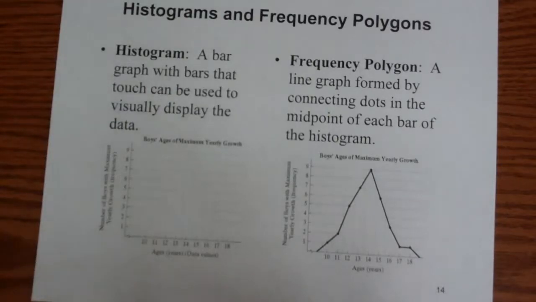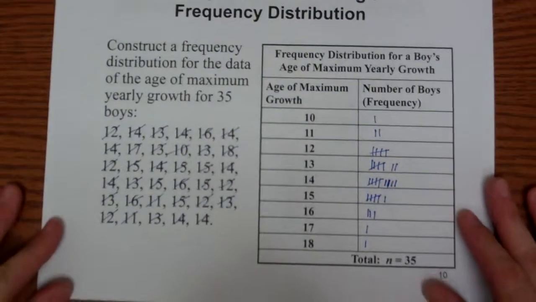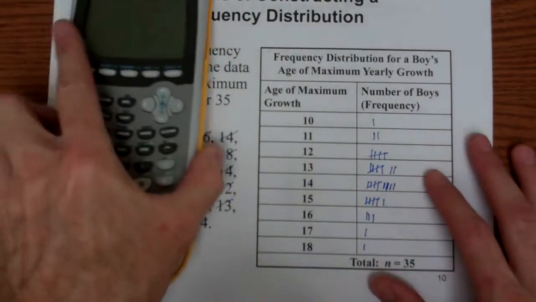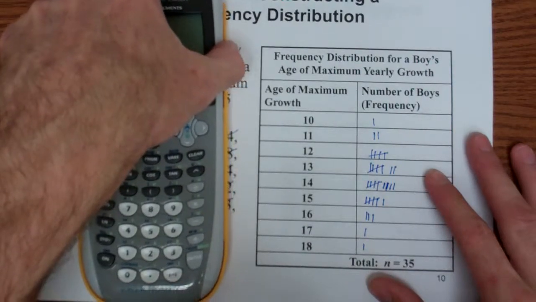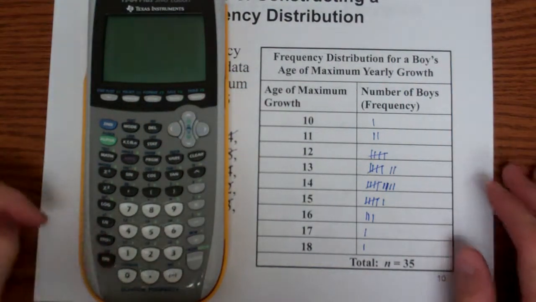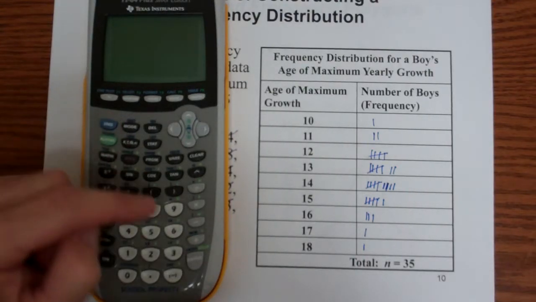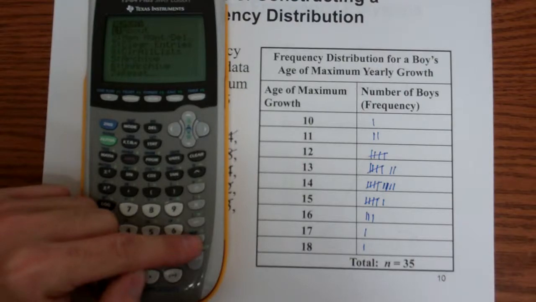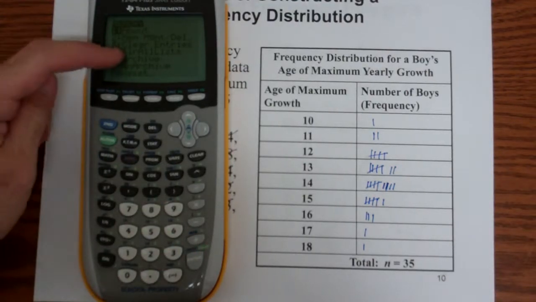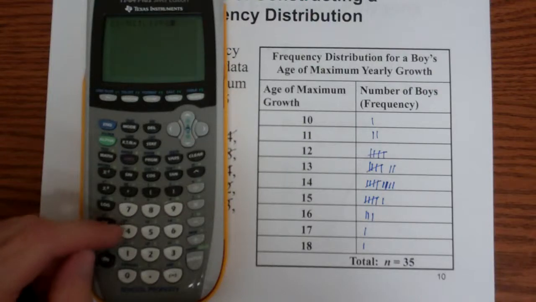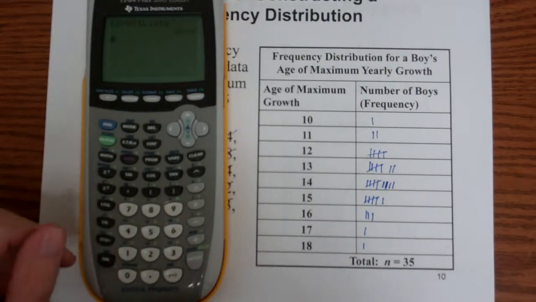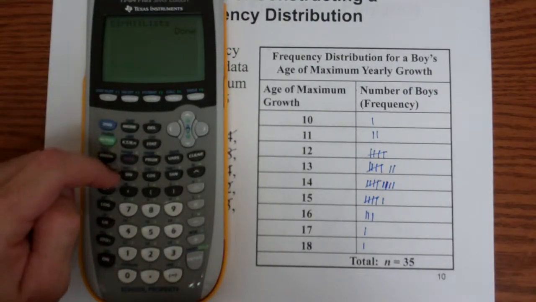So what I'd actually like to do is do this frequency polygon with the boys' ages of maximum growth, right? So we did that frequency table. And so what I'm going to do is show you how to put that frequency table into your handy dandy calculator. Usually the first thing that I do is push the second button and then the plus sign, which is memory, and then I'm going to clear all lists, which is number 4. So I clear all lists and then I hit enter. What that does is clear all of the data that I might have had in the calculator before and allows me to start fresh.